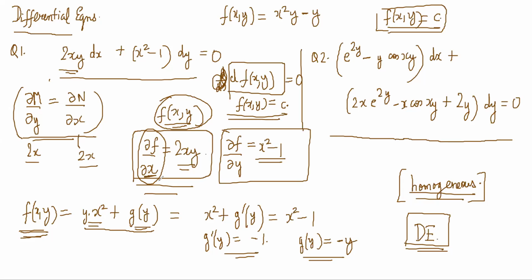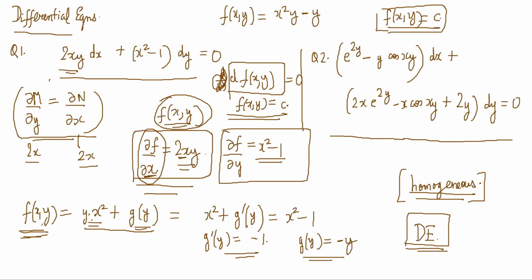Y is a constant, so the integration of 2x will be x square. And g of y is a constant that comes out here, because it is a function of two variables. So now f of x y has come as y into x square plus g of y.